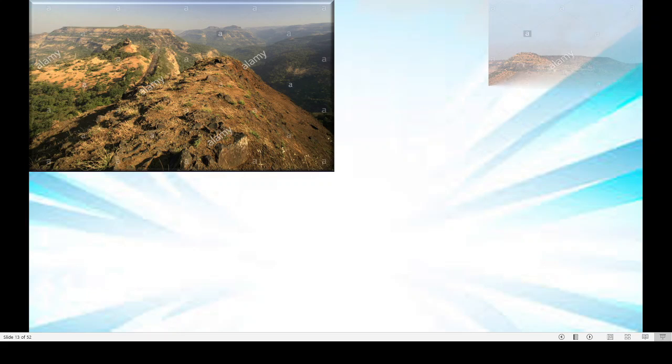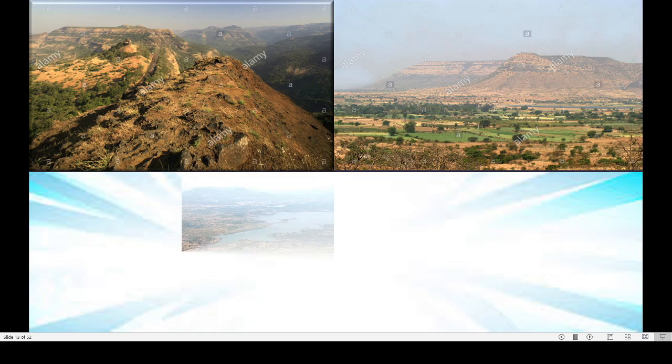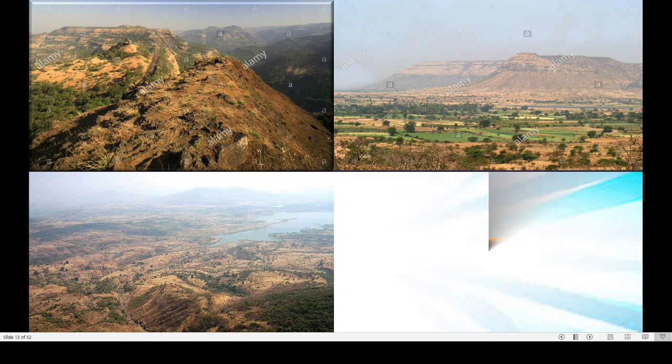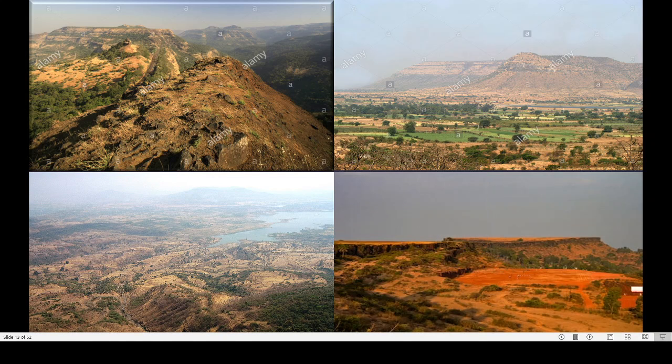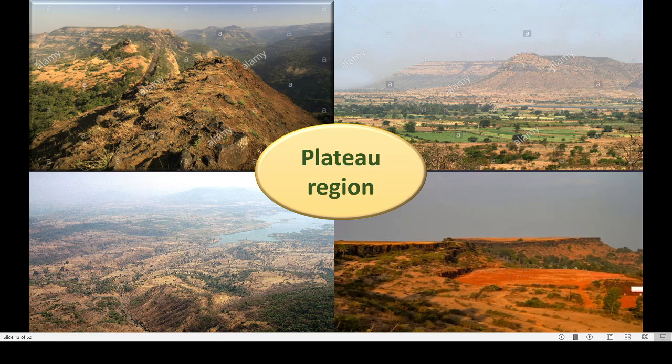Now, plateau region. See this. Leveled region on some height. Here we can do farming. That is nothing but plateau region. We can see mountains also, but in between the mountains we get a leveled region on some height, that is called as plateau. Okay, got this?